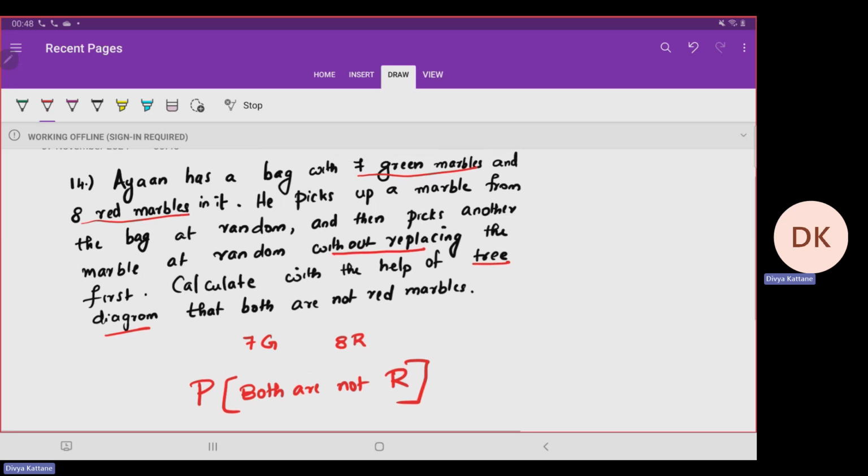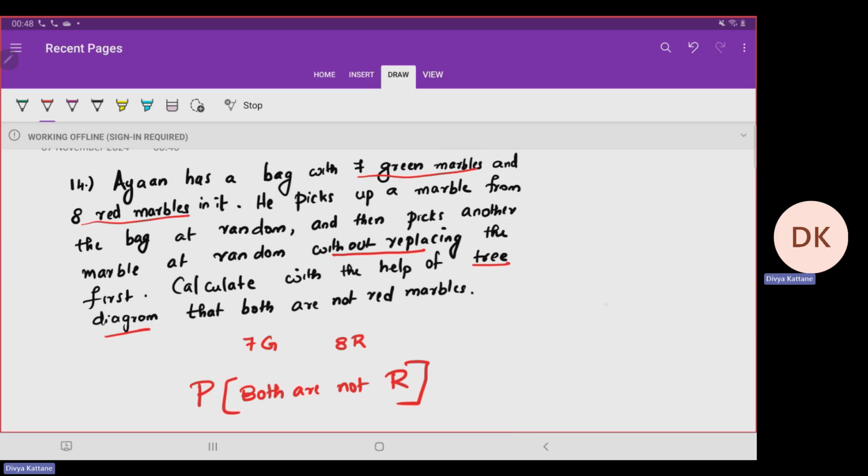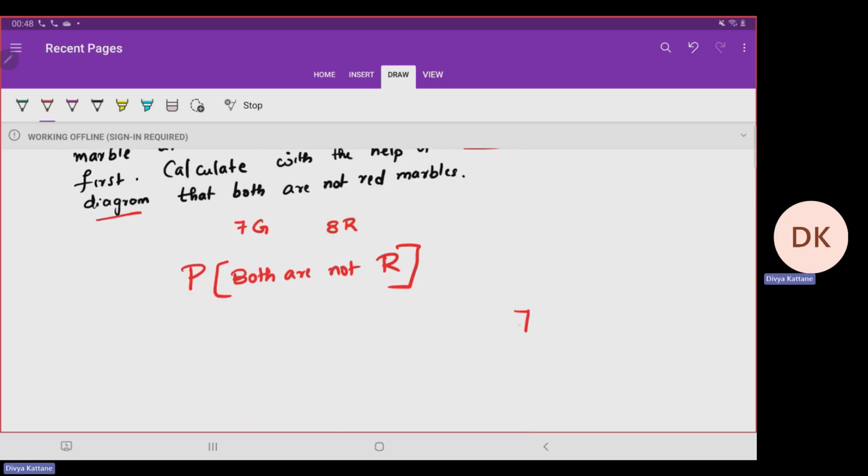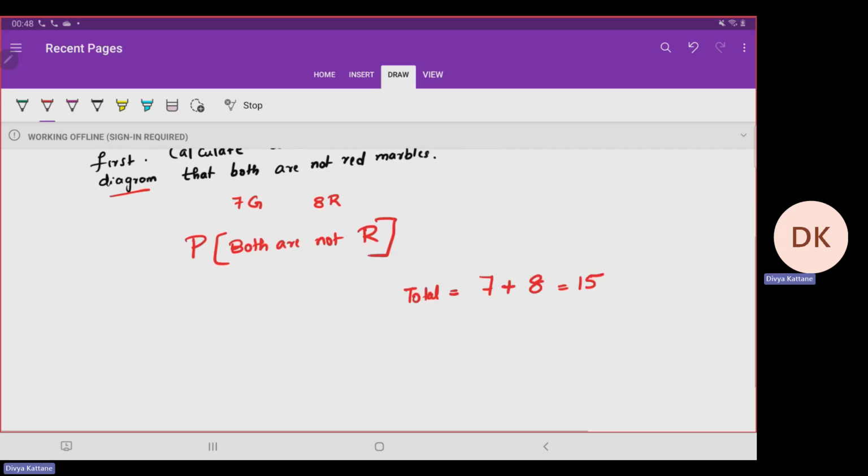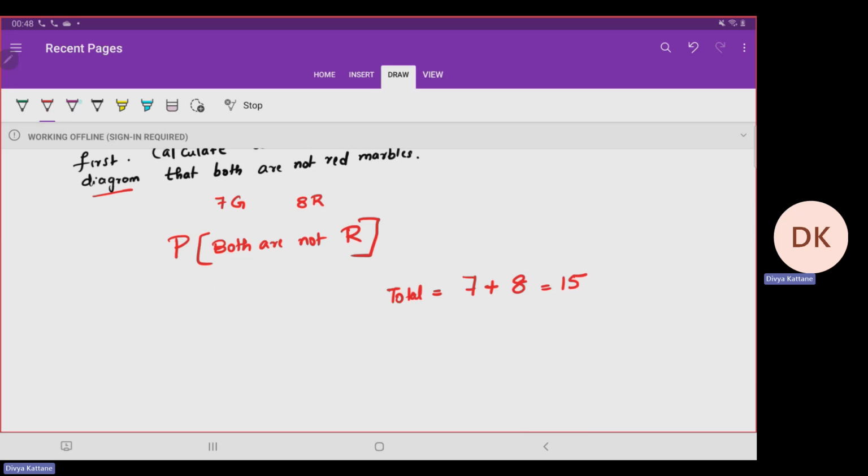So he's having 7 green and 8 red. So total how many marbles are there with him? 7 plus 8. This is the total number of marbles in the bag. So 7 plus 8 is 15 marbles. Total we have 15 marbles in the bag. So we will draw the tree diagram.